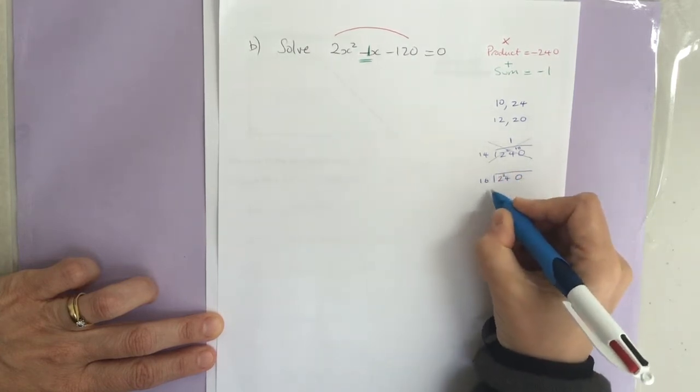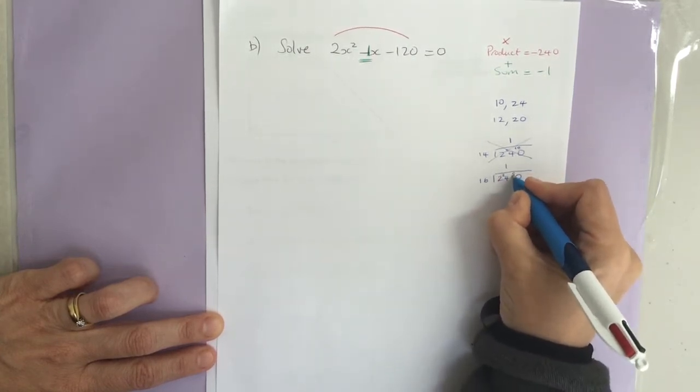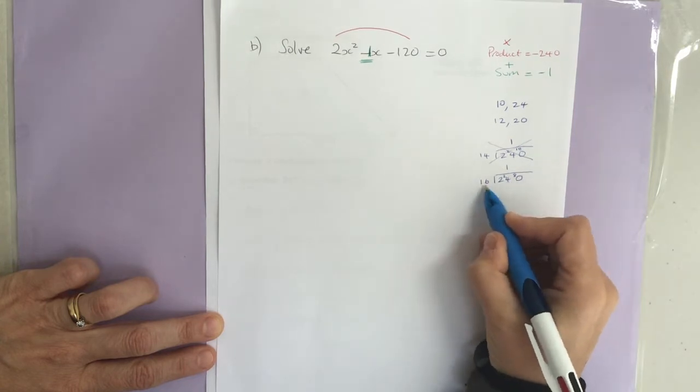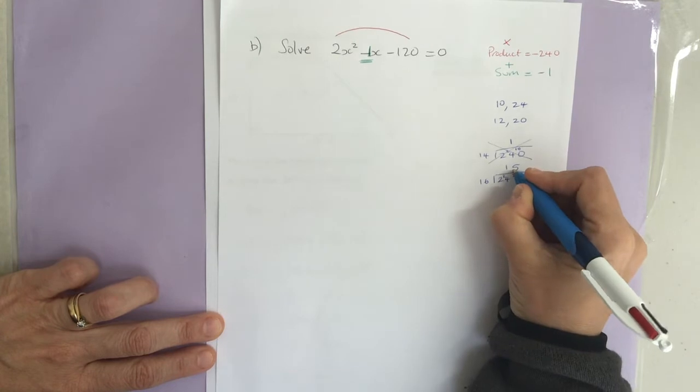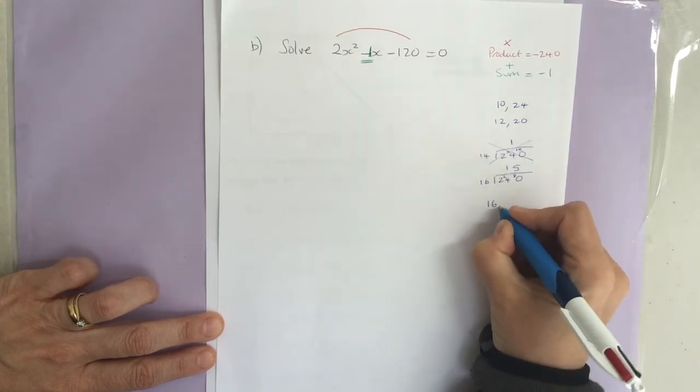16 into 2 doesn't go. 16 into 24 goes once with 8 left over. And then 16 into 80, well, 8 is half of 16, so that definitely works. 16 into 80 goes 5 times. So there's my factor pair there.